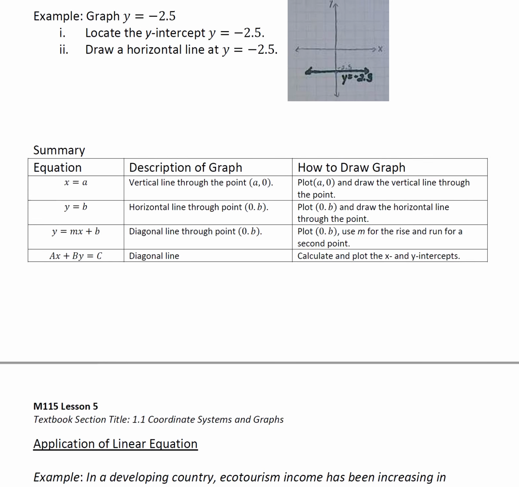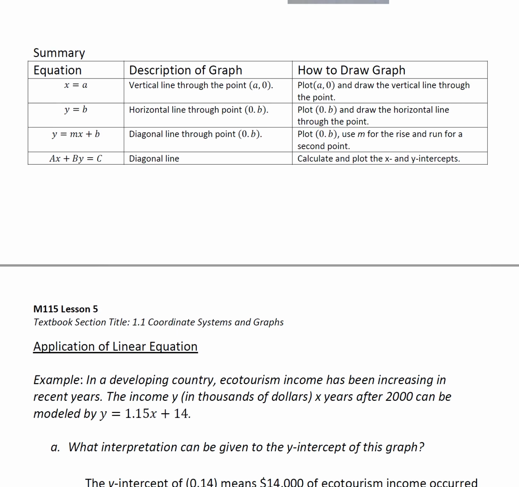Let's take the time to also look at a summary of what we've covered for graphing over the last few videos. In summary, we've looked at 4 different types of equations. Let's start with x equals a. A is standing for a number. So if you have x equals, say, 4, you're going to have a vertical line through the point, and that point is going to be a point on the x-axis. If it had been x equals 4, then it'd be (4, 0). Once you plot that point, you draw the vertical line through the point.